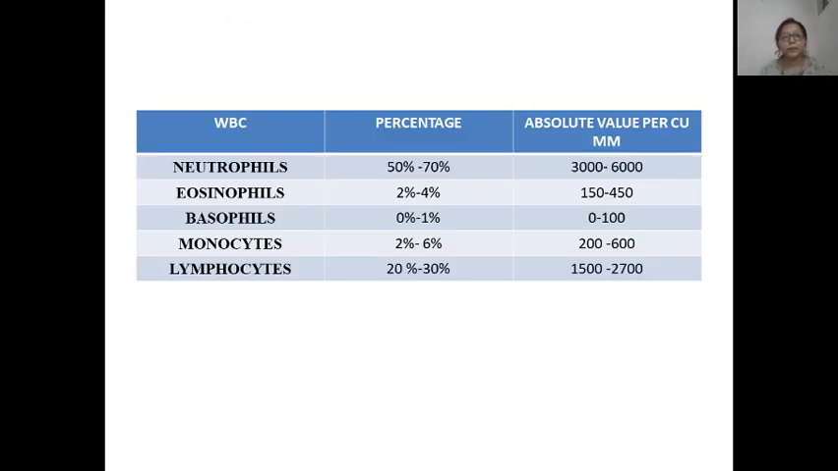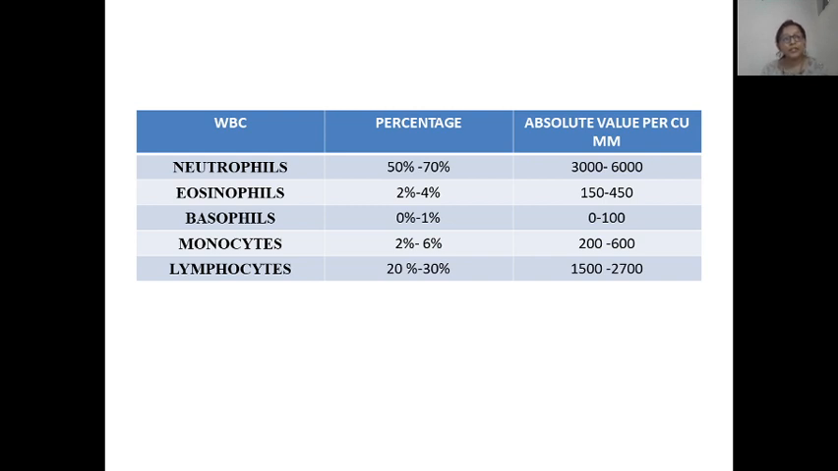Now, this is a brief discussion about how much percentage is present in our body and the absolute value per mm cube. Neutrophils 50 to 70% with a range of 3,000 to 6,000 per mm cube. Eosinophils 2 to 4%, 150 to 450 per mm cube, basophils 0 to 1%, 0 to 100 per mm cube, monocytes 2% to 6%, 200 to 600 per mm cube, lymphocytes 20% to 30%, and 1500 to 2700 per mm cube.